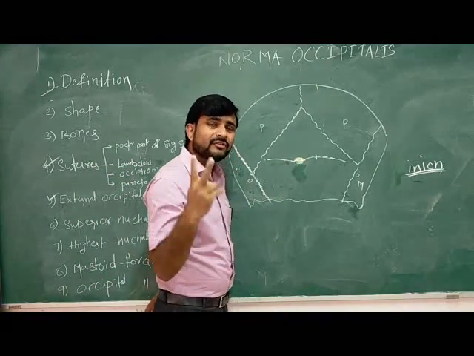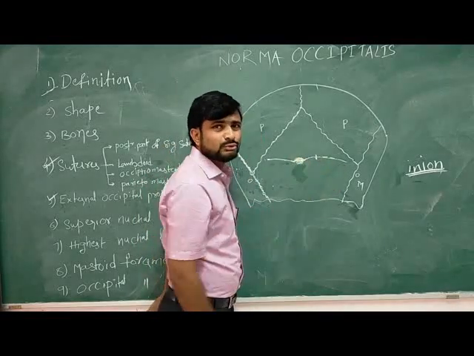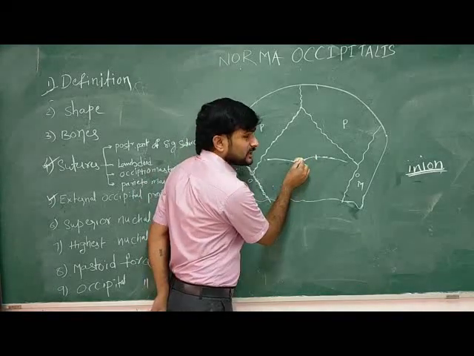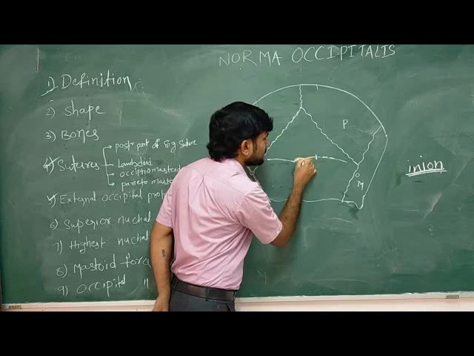The superior nuchal line is divided into two parts, the medial 1/3 part and the lateral 2/3 part. In the medial 1/3 part, one muscle originates. This is the trapezius. The trapezius origin extends in this direction.